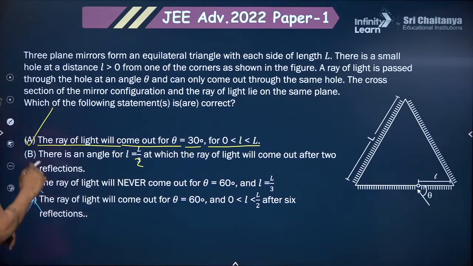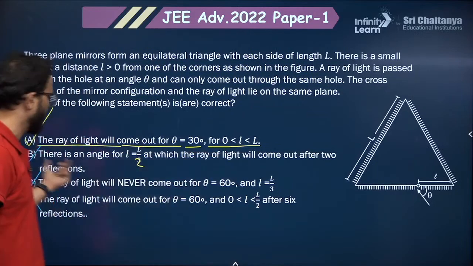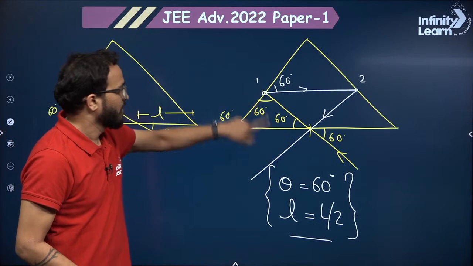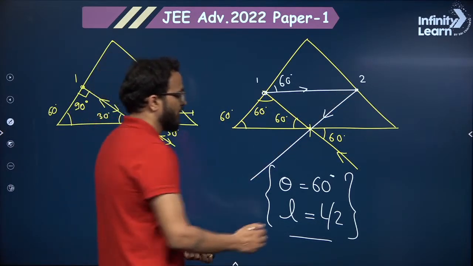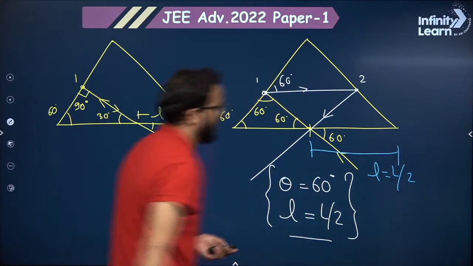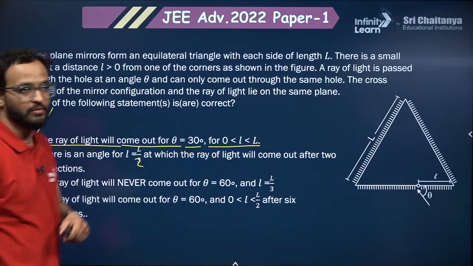I guess this was L/2. So there is an angle for small l equal to L/2 at which the ray of light will come out after 2 reflections. I guess that was this case only, 60 degrees. Okay, so at 60 degrees, yes, 1 and 2 reflections will take place and it will come out for this small l equal to capital L/2, right? So there is a misprint here, it is L/2, and options A and B are correct, C and D are wrong. Is it clear?